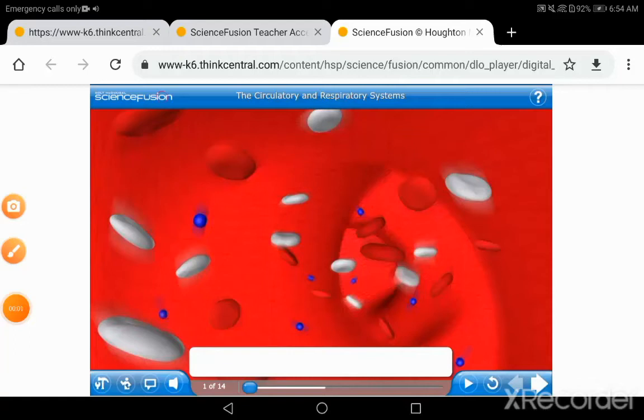Hello, my dear students. Today's lesson is about circulatory and respiratory systems. As we said before, these two systems include organs or structures, and each structure has its own function. So we should know what the functions of these organs are, and we have to be able to distinguish between organs of the circulatory system and organs of the respiratory system. Let's listen to the first slide.